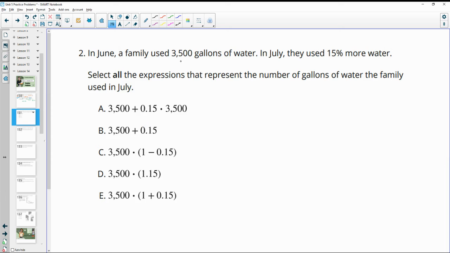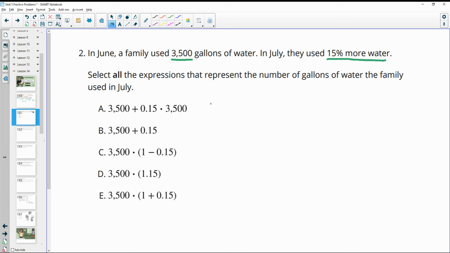Number 2, in June, a family used 3,500 gallons of water. In July, they used 15% more water. Select all expressions that represent the number of gallons of water the family used in July.